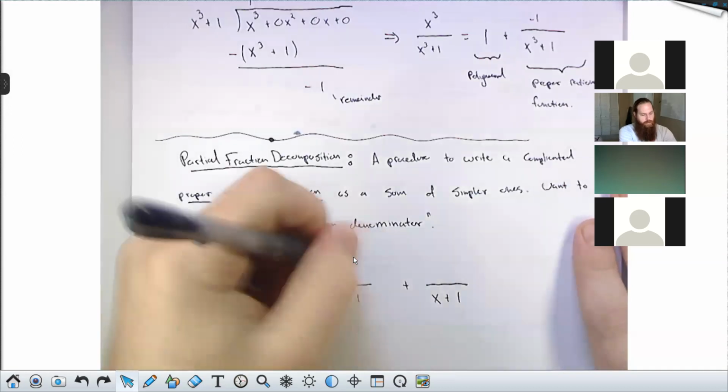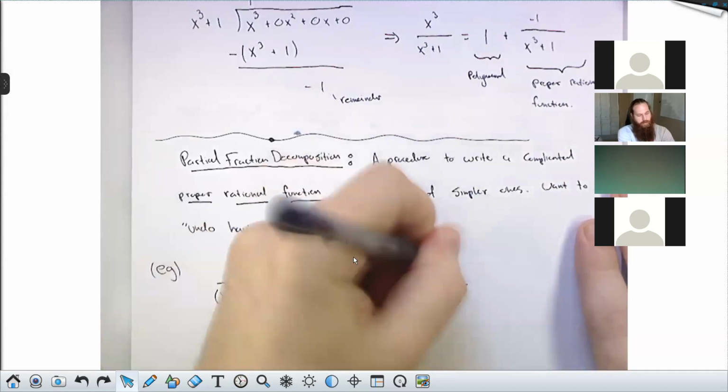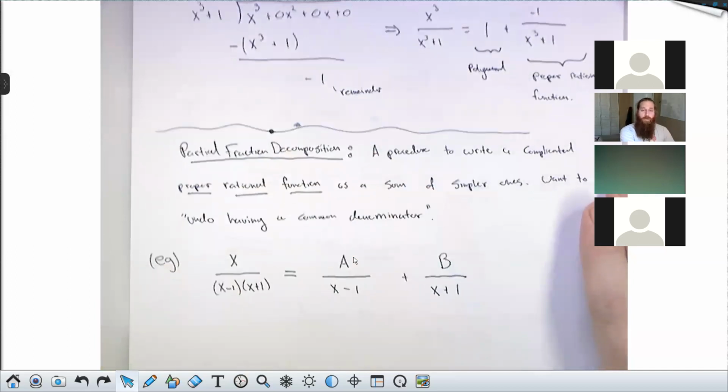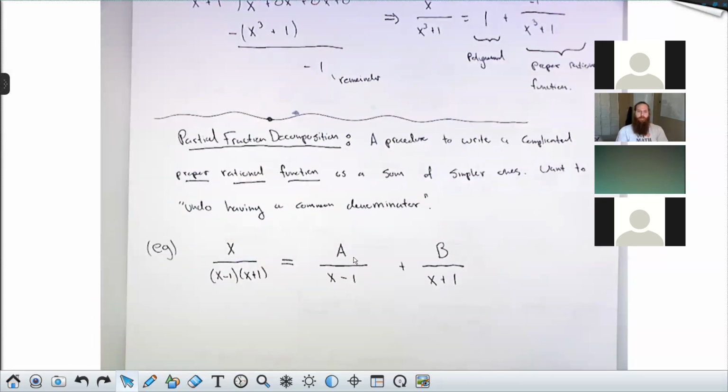And if they're each going to be proper rational functions, since the degree of the downstairs here is 1, the numerators would have to be constant. So something like this could have come from something like this plus something like this. That's it. That's the core idea behind partial fraction decomposition. And then we want to find the numbers A and B.